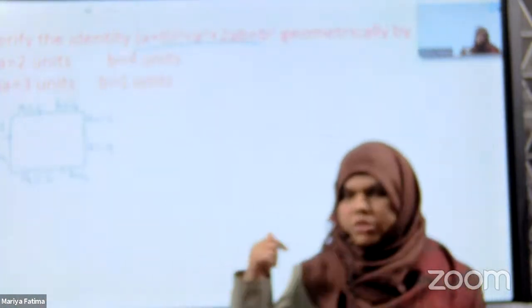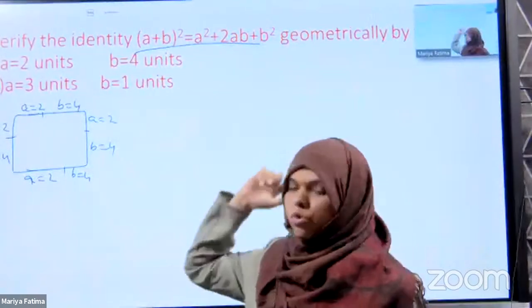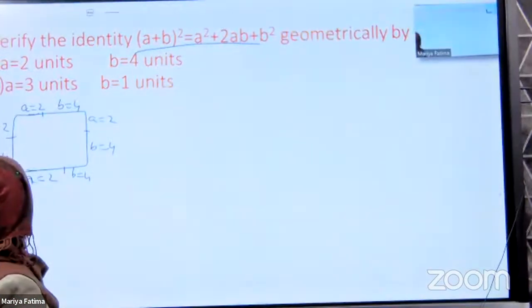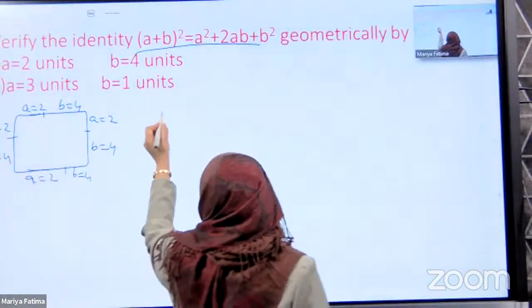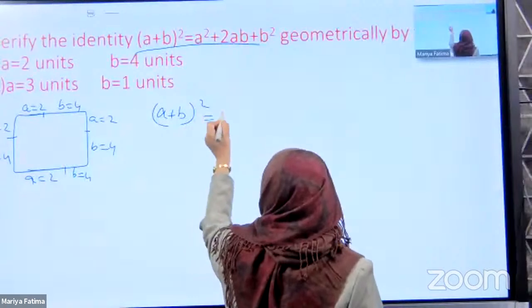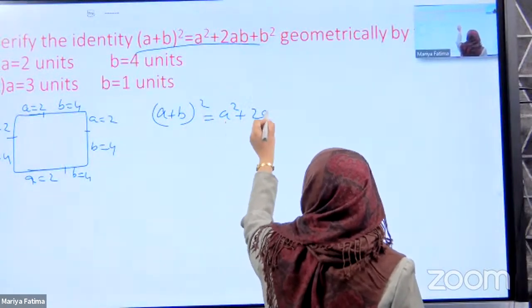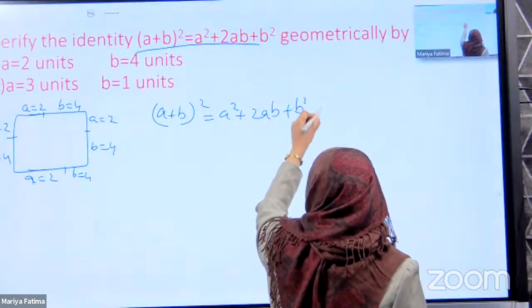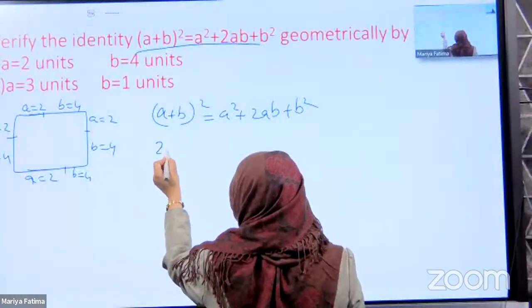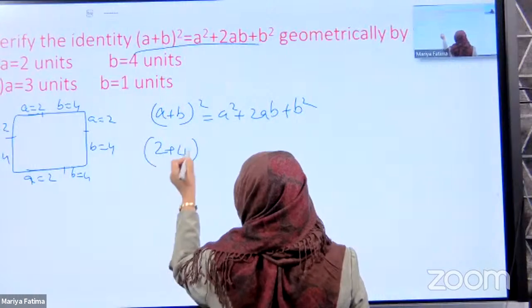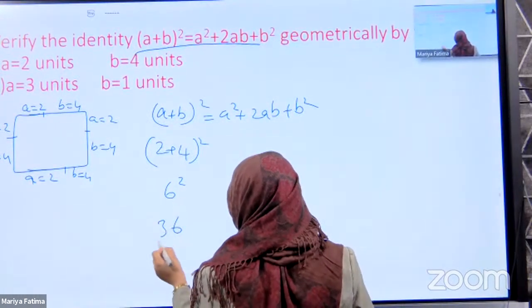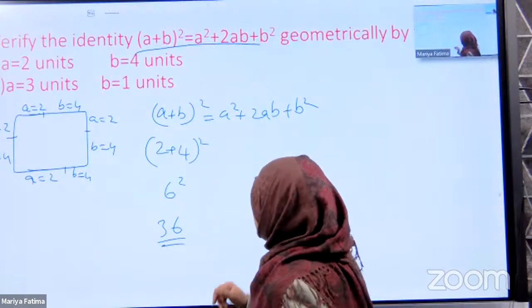Now we have to prove this identity: A plus B whole square is equal to A square plus 2AB plus B square. Okay. Now how to do this? A plus B will be how much? We are taking this identity. Then what is the value of A plus B? 2 plus 4 whole square. 2 plus 4 is 6 square, that is your 36. Now we are seeing this.